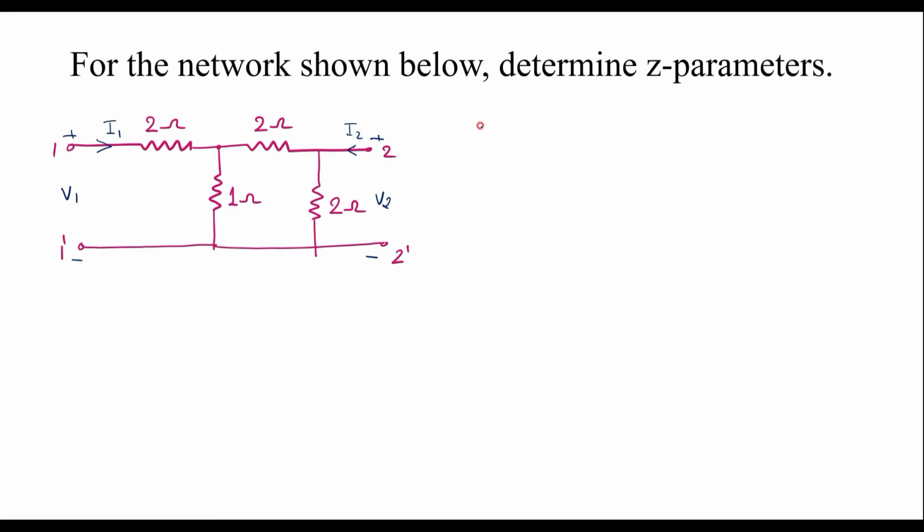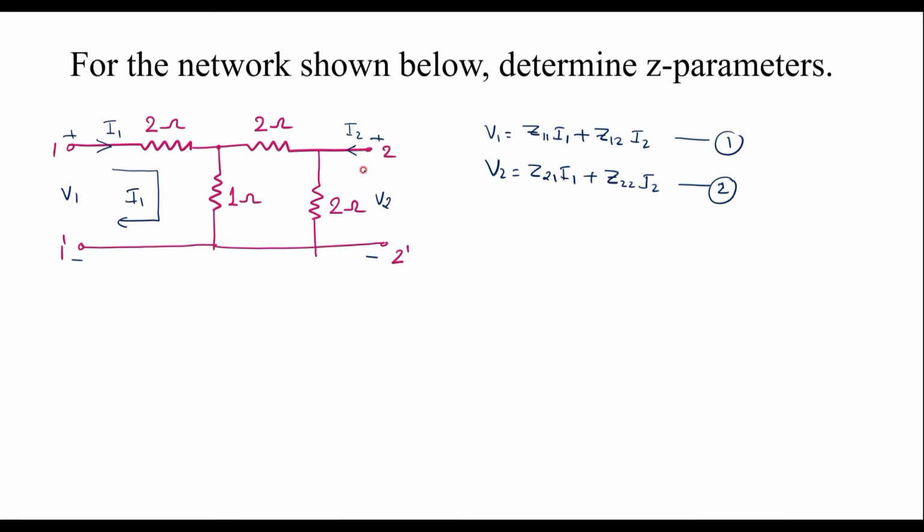We know that the Z parameter is given by the expression V1 is equal to Z11 I1 plus Z12 I2 and V2 is equal to Z21 I1 plus Z22 I2. We'll call it equation 1 and equation 2. Now we'll analyze the circuit using loop analysis. It will be simpler. As we know, the current in this loop is I1, the current in this loop is I2. We'll assume that the current in this loop is I3.